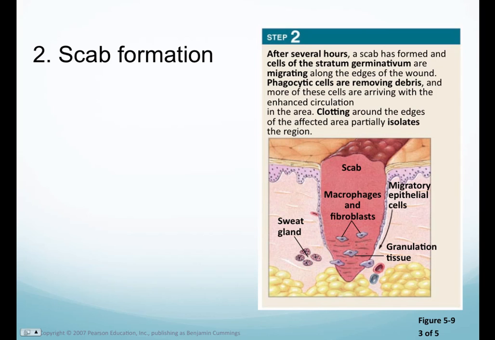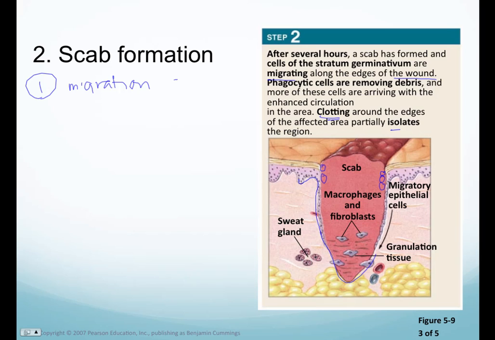And so scab formation is when that stratum basale layer of cells is going to start growing and migrating around the site of injury. So they're going to start migrating around the edges of the wound. Phagocytes are going to continue to engulf anything foreign. And finally, you're going to have clotting. So you're going to have lots of clotting around the edges, so we can start preventing any further loss of blood.